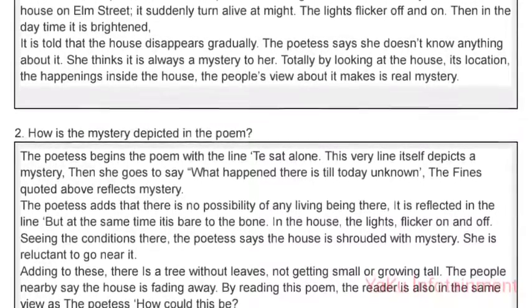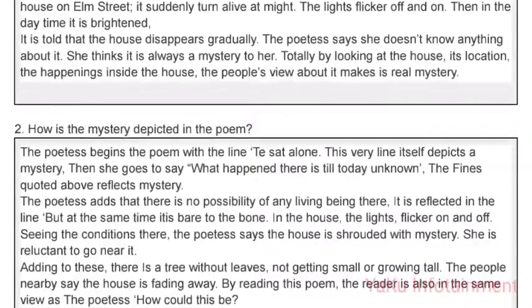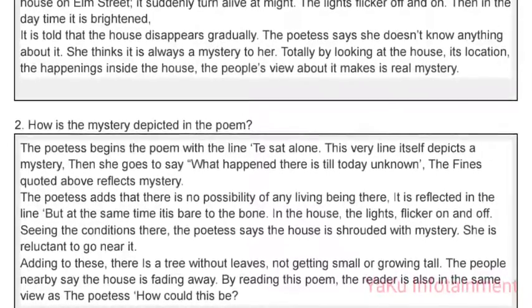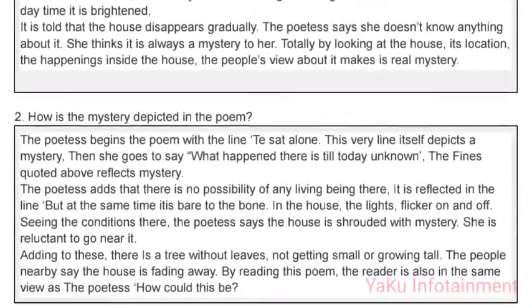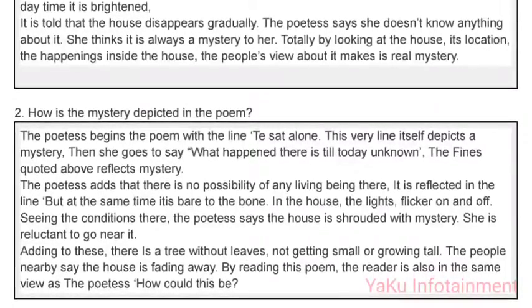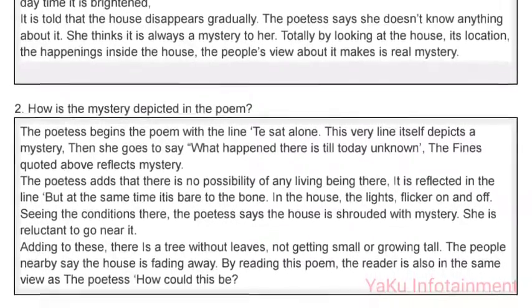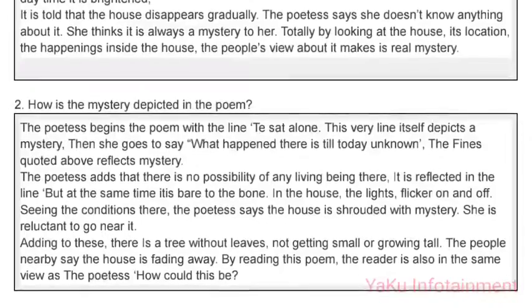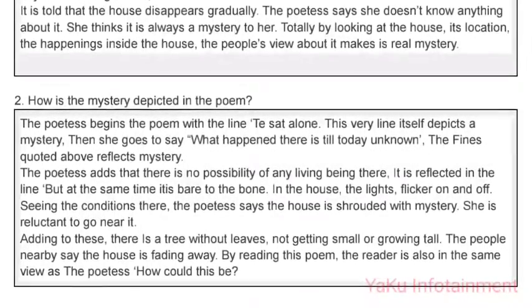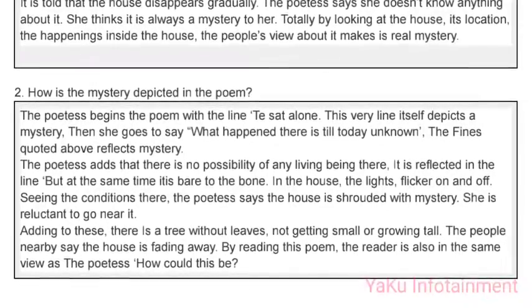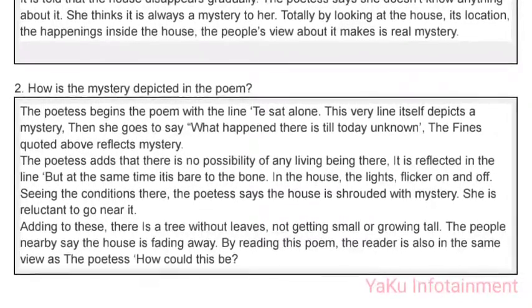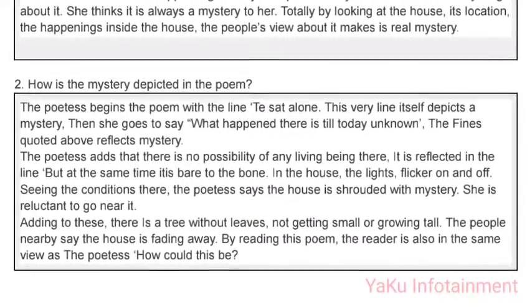In the house, the lights flicker on and off. Seeing the conditions there, the poetess says the house is shrouded with mystery. She is reluctant to go near it. Adding to these, there is a tree without leaves, not getting small or growing tall. The people nearby say the house is fading away. By reading this poem, the reader is also in the same view as the poetess.